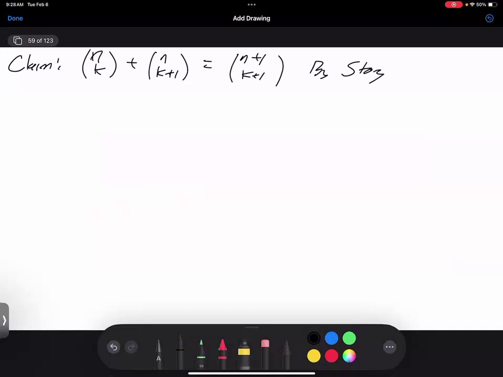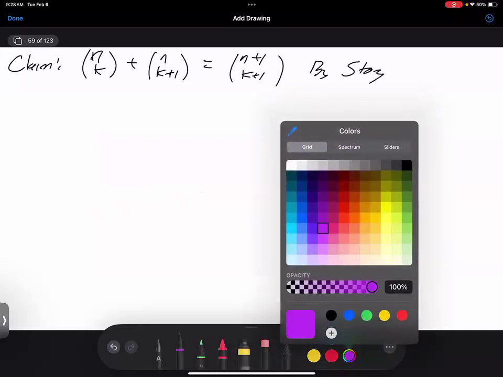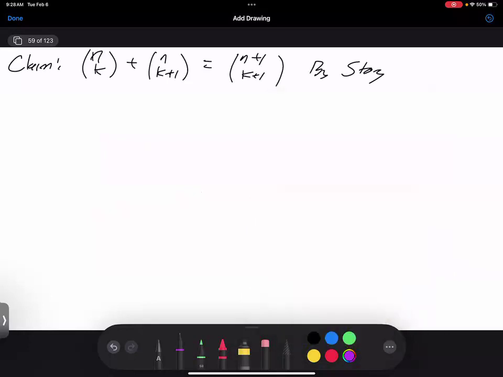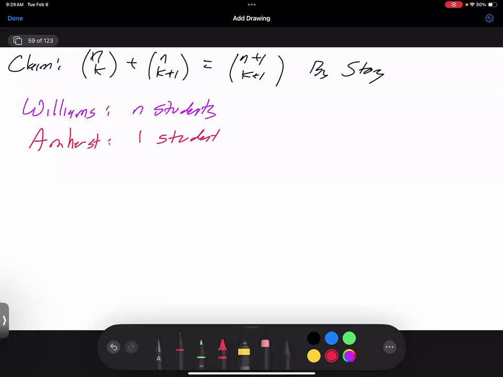I need a great school, an awesome school. This is a marshmallow question, guys. Williams, all right? Let's say we have n students from Williams. And I need a school that sucks. Amherst. And we have one student from Amherst. And I want k plus 1 students. And so I want to choose k plus 1 students from a group that has n Williams students and 1 student from Amherst.